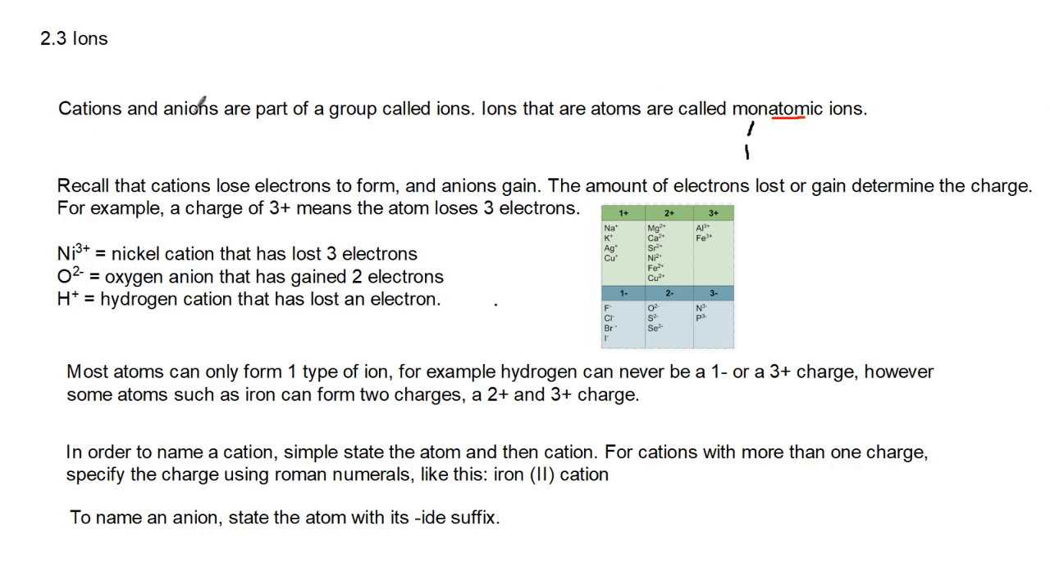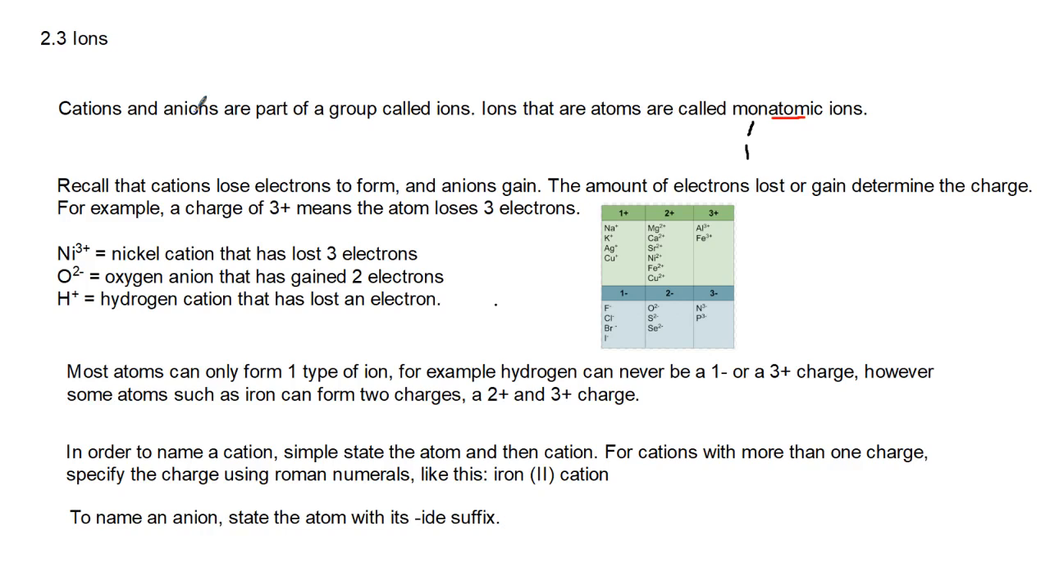So cations and anions I've already described. Cations are atoms with positive charge, or fewer electrons, and anions are the negatively charged ones with more electrons than they need. Ions that are single atoms like that are called monatomic ions, right? So you recall that cations lose electrons and anions gain electrons, and that determines the charge.